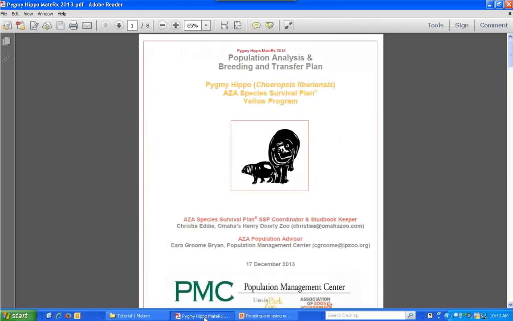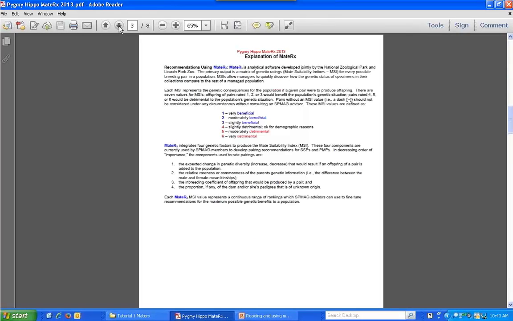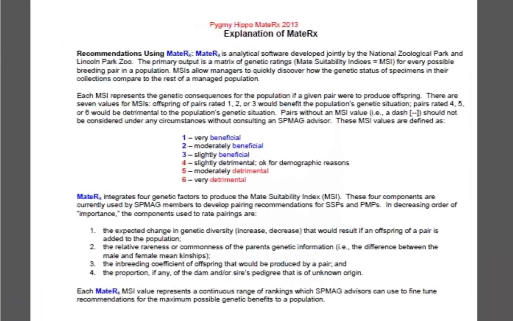This is an example of a MateRX plan. I'm going to go slowly through the plan to explain different sections of it and to show you the MateRX itself and how to use it. Cover page, table of contents, and then every MateRX plan provides an explanation of the MateRX.